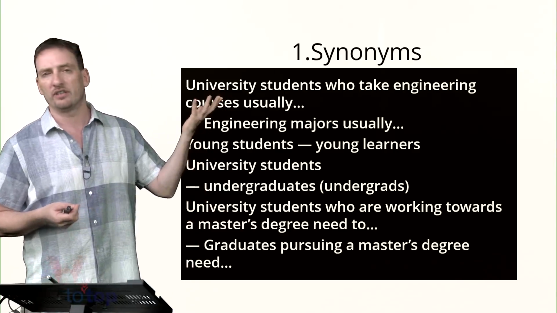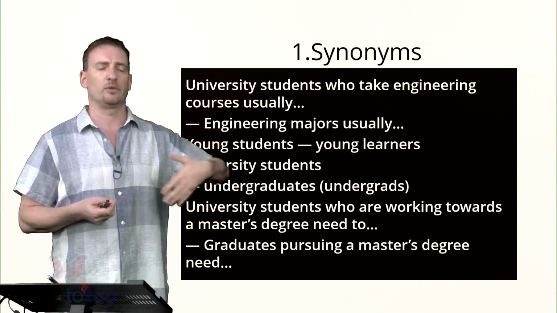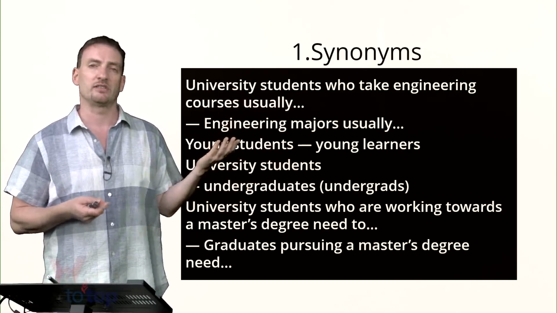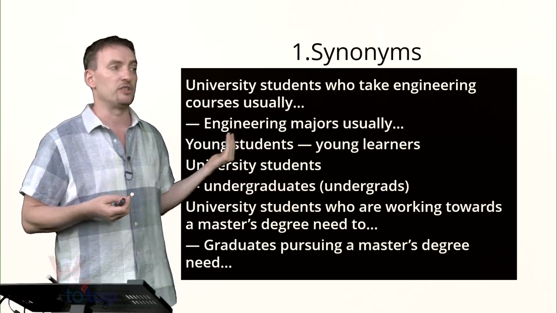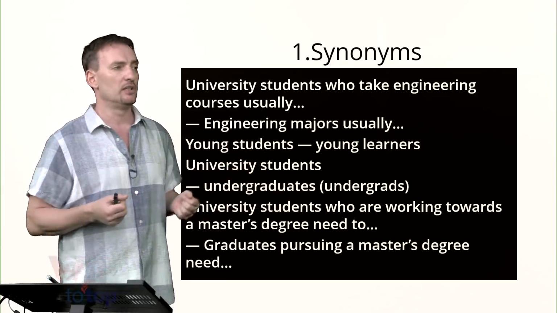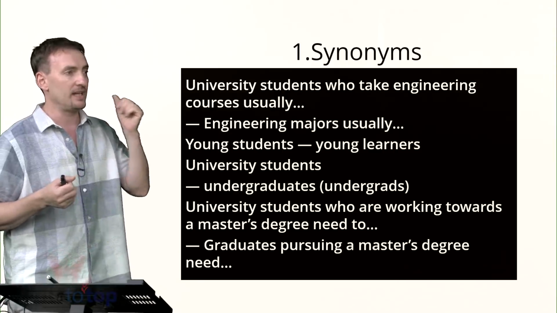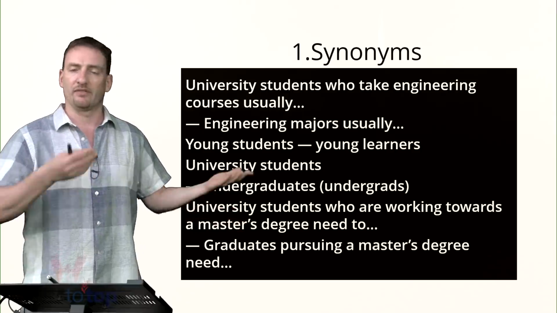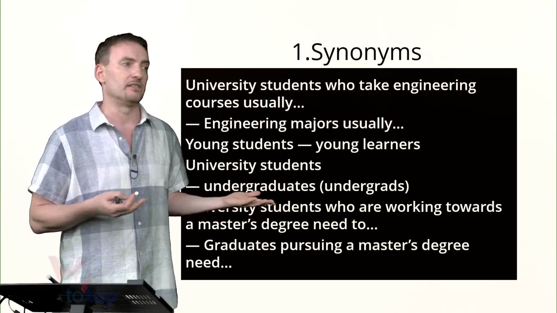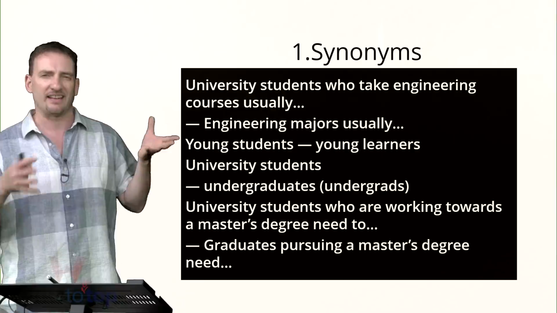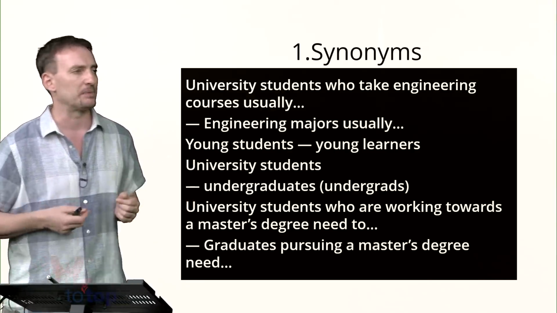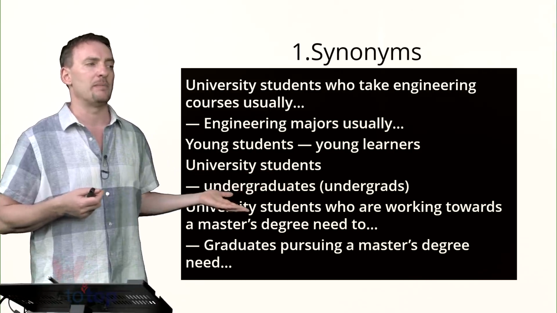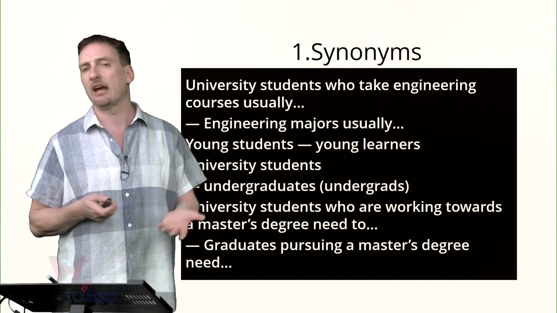Instead of using university students, which you're using too often, engineering majors. They take engineering courses, that means they're engineering majors or engineering minors. Minors is another student type, okay? Young students, say young learners. University students, if they're studying for a bachelor's, they're undergrads or undergraduates. Undergrads is a bit casual, sometimes it's okay though. If they're working towards a master's degree, they're graduates pursuing a master's degree.